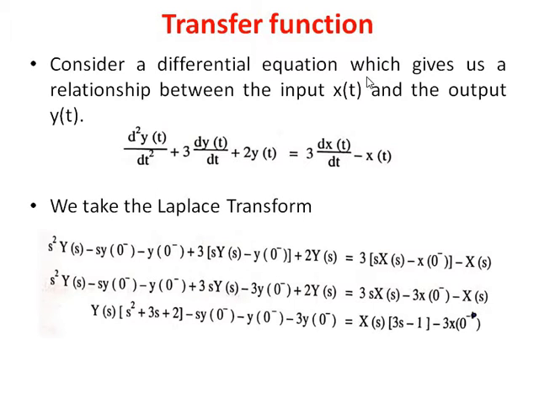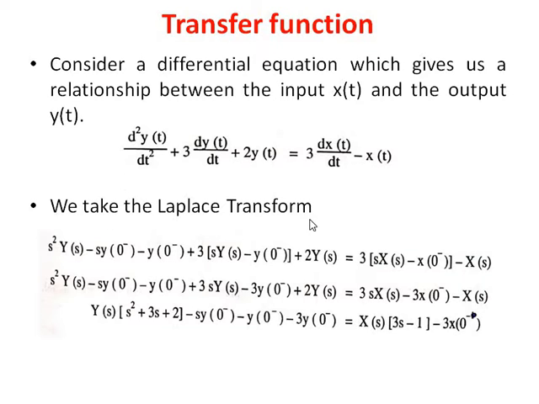Consider the differential equation which gives us the relationship between the input x(t) and the output y(t). The differential equation is d square y(t) by dt square plus 3 dy by dt plus 2 y(t) equal to 3 dx by dt minus x(t). This is a second order differential equation because the highest derivative of y(t) is of order 2.